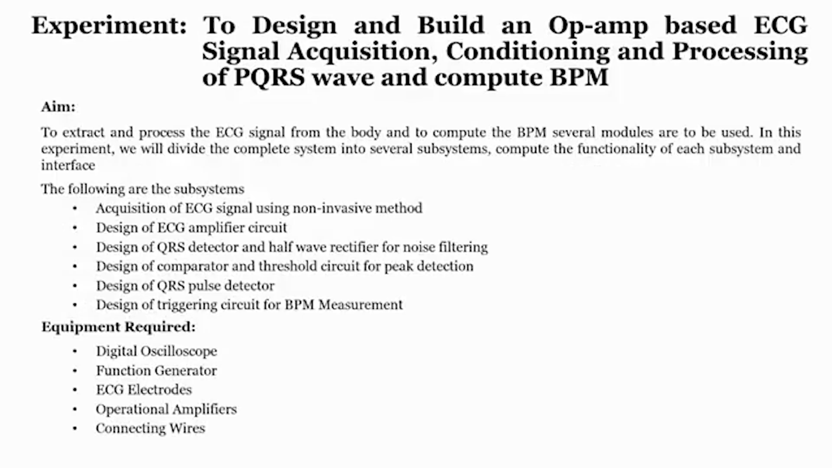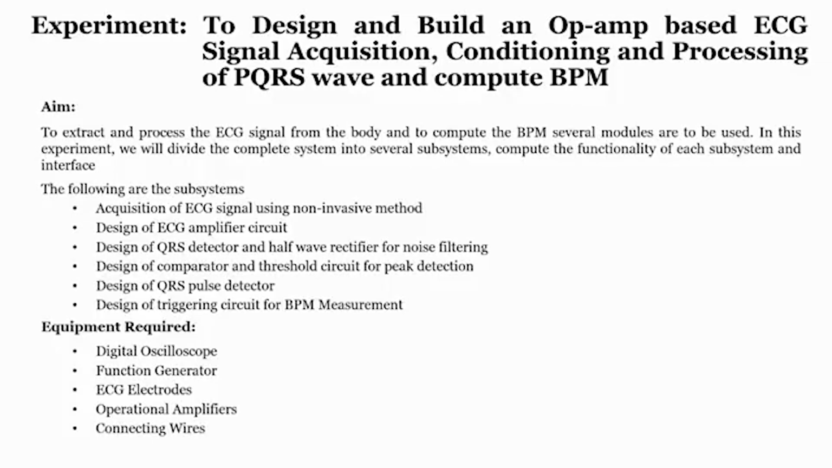Now, our aim is to extract and process the ECG signal from the body and to compute the beats per minute. Several modules are to be used. In this experiment, we will divide the complete system into several subsystems. So, what are the subsystems? To understand the complete module, let us first understand the subsystems.